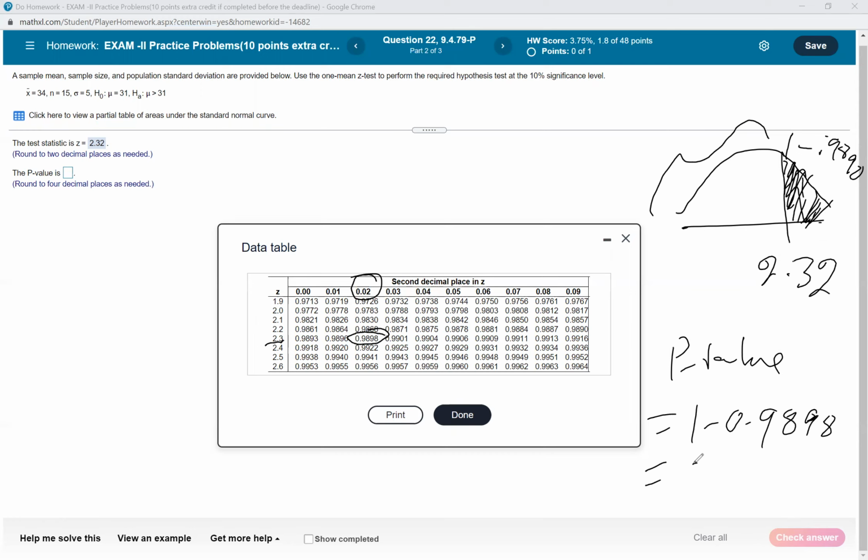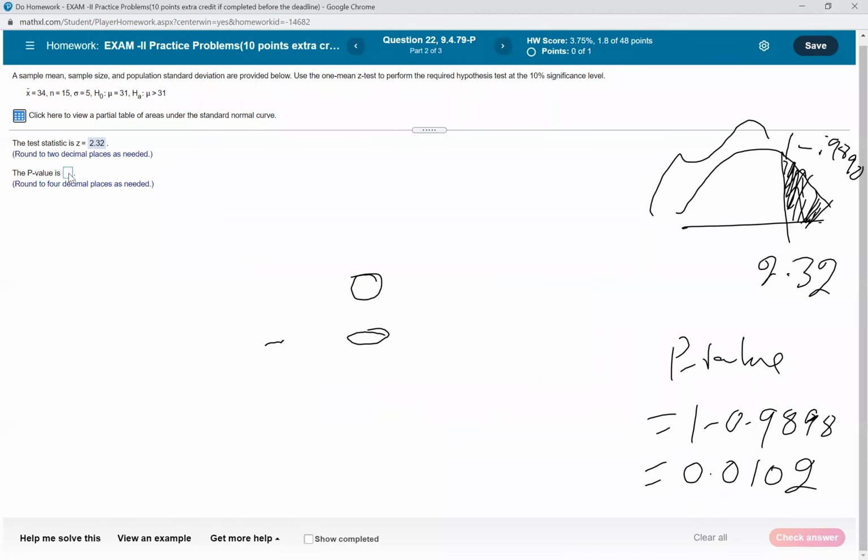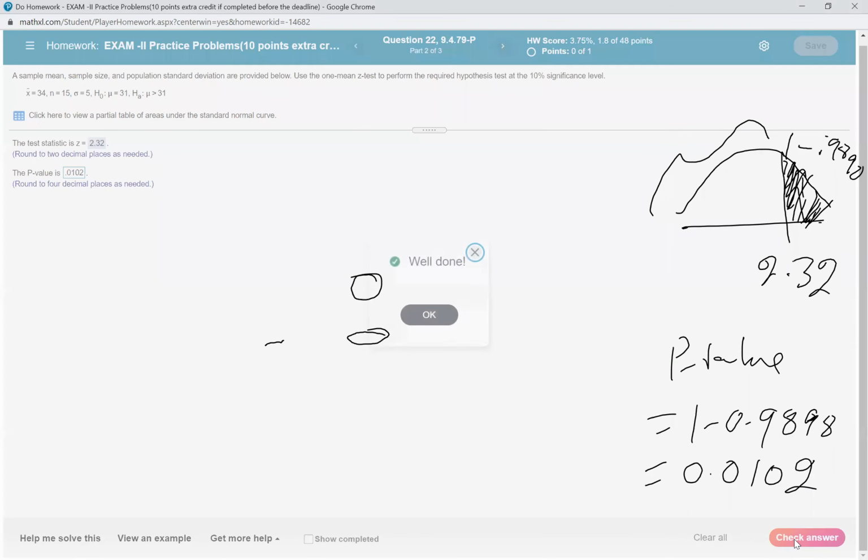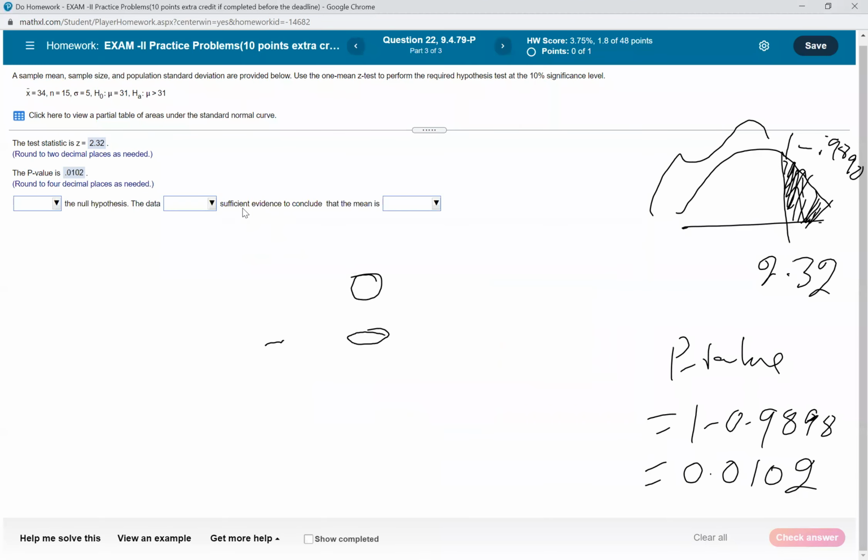Let me simplify this: 0.0102. So this is the p-value. We need to round it to 4 decimal places, and we have up to 4 decimal places, so that's perfect. Let me check the answer. This is 0.0102. Yeah, that's the correct answer.